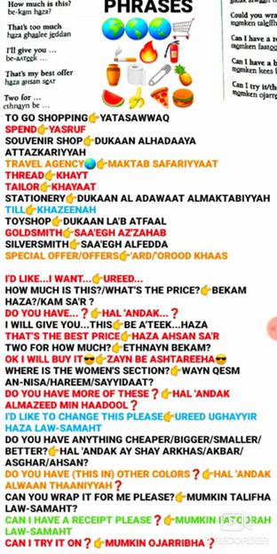Do you have anything cheaper? هل عندك أي شيء أرخص? Do you have anything bigger? هل عندك أي شيء أكبر? أكبر means bigger. Do you have anything smaller? هل عندك أي شيء أصغر? أصغر means smaller. Okay. Finally, do you have anything better? هل عندك أي شيء أحسن أو أفضل? أحسن or أفضل means better.